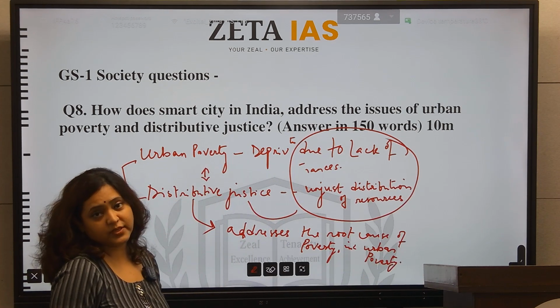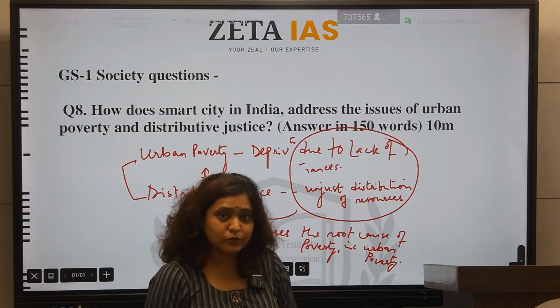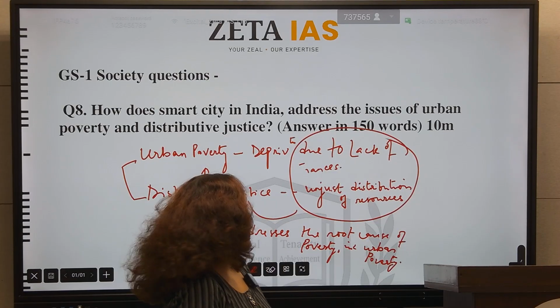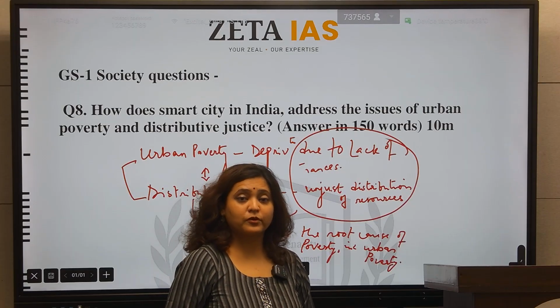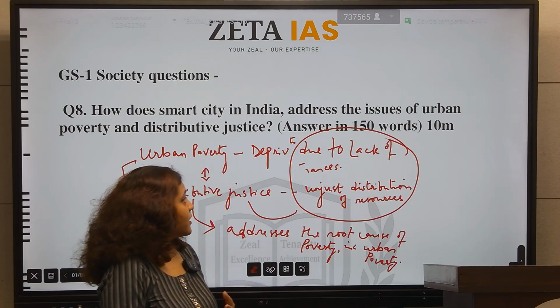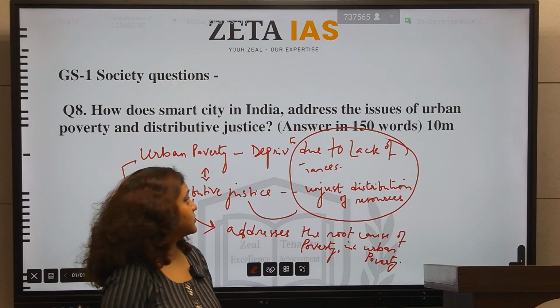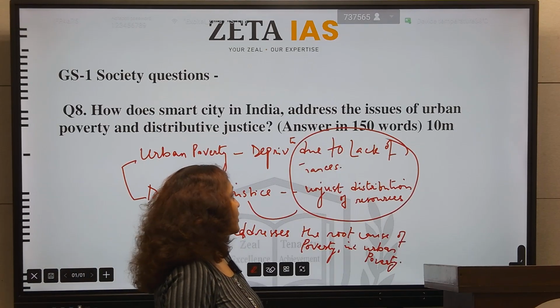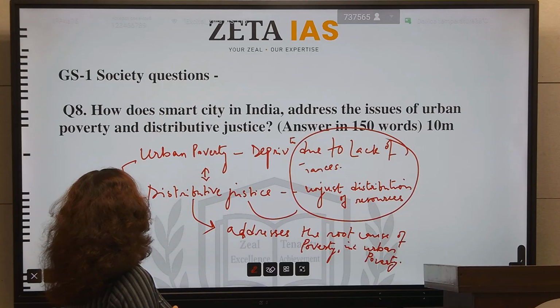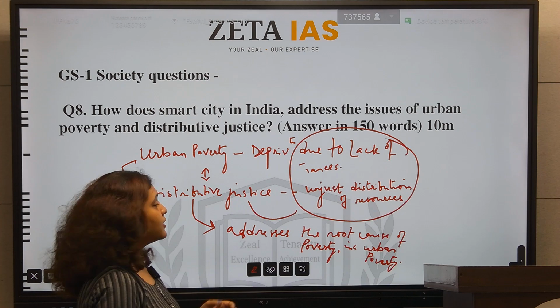As we have already studied before, the aim of the smart city mission is also inclusion, and one of the three pillars of the smart city mission is social justice. So therefore, smart city has been addressing these issues, and now we come to the next part of the question, and you can give a very brief definition of it, you don't need to expand it.